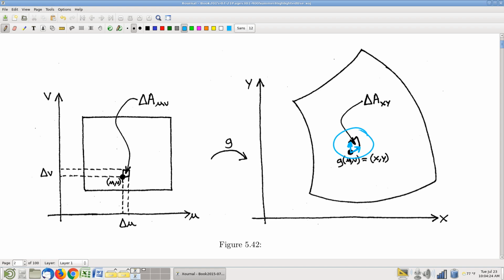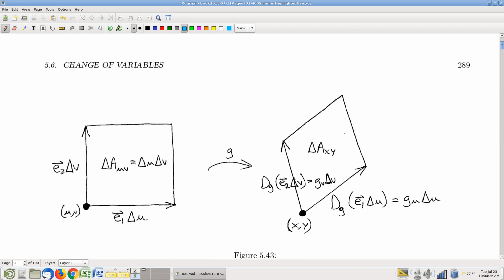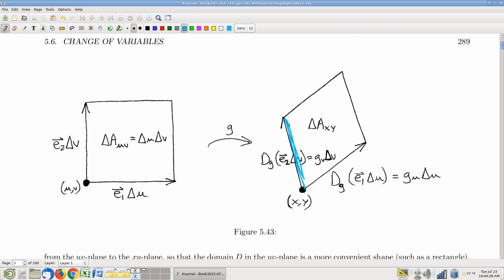This picture is really small and hard to deal with, so let's look at a bigger picture. I just wanted to blow that up larger to make the picture easier to deal with. Here's that same area. This is the area in the XY plane. And I just want to compute the area of that parallelogram.